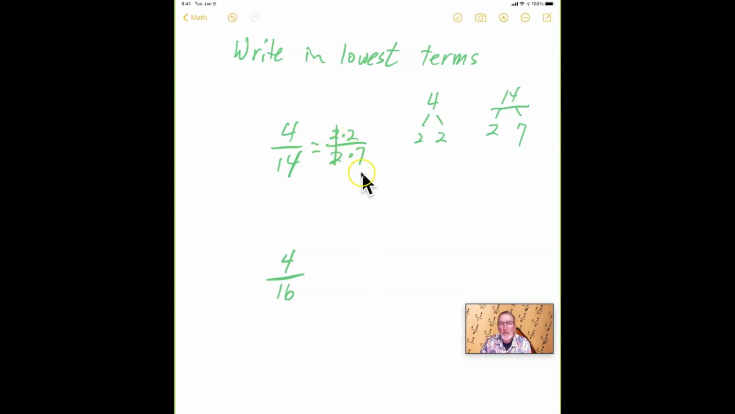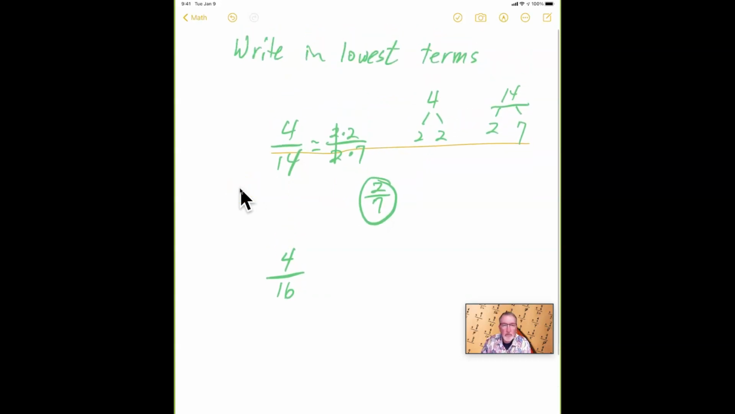Once you've taken out all of these similar prime numbers, you get 1 for 1. Then whatever you're left with, the product of those numbers in the numerator and the product of the numbers in the denominator will be the equivalent fraction in the lowest terms. So in this case, it's 2 over 7. 2 over 7 is 4 over 14 in its lowest terms. Okay, hope that makes sense.